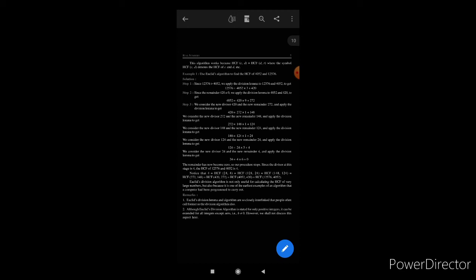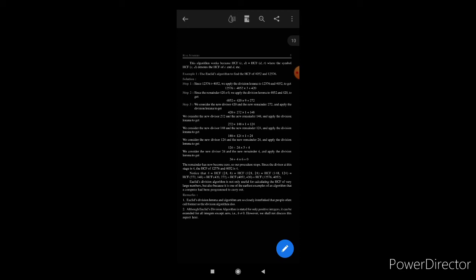Notice that 4 is equal to HCF(24, 4), which is equal to HCF of 124 and 24, which is equal to HCF of 148 and 124, which is equal to HCF of 272 and 148, which is equal to HCF of 420 and 272, which is equal to HCF of 4052 and 420, which is equal to HCF of 12,576 and 4052.